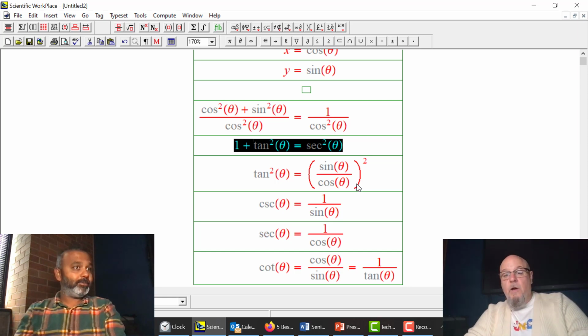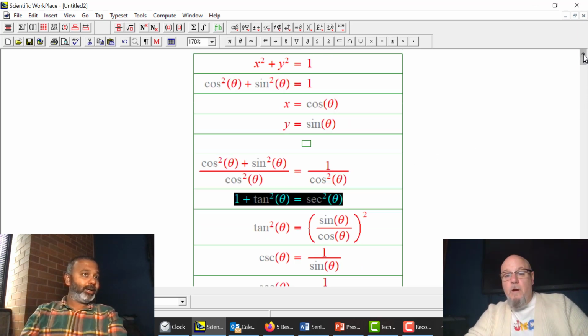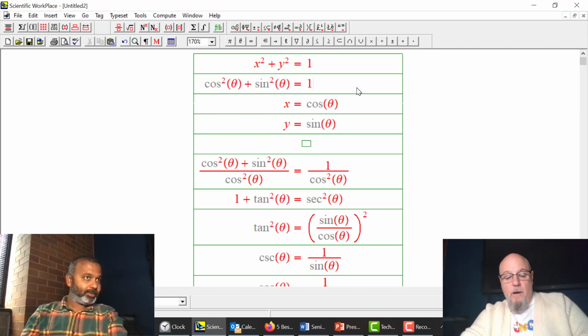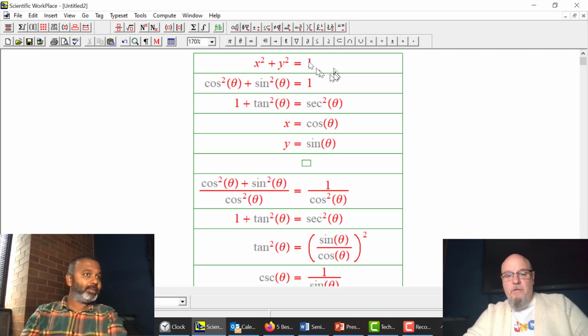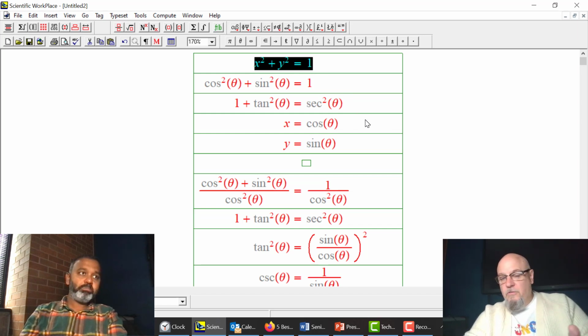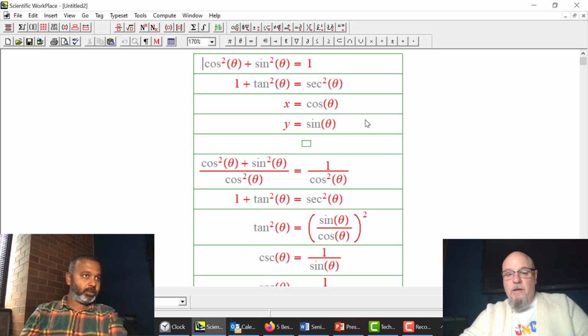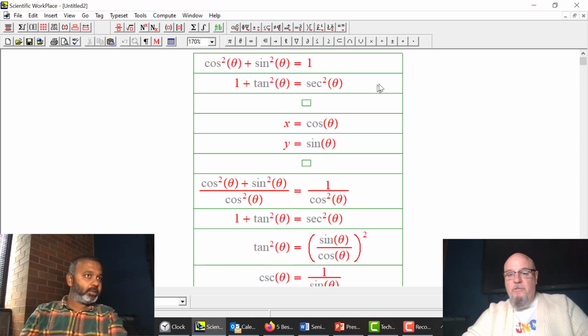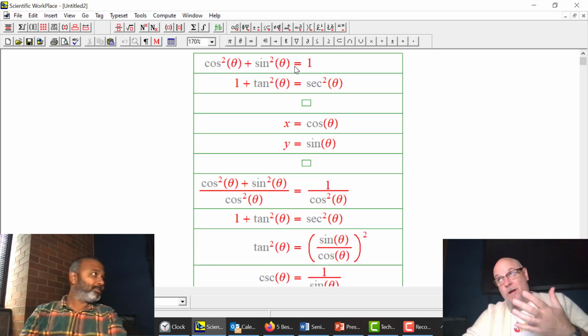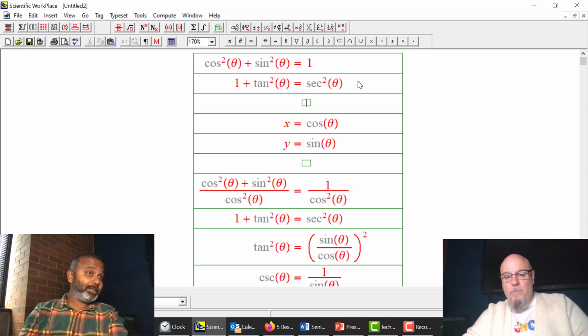Exactly. So this one's good. I'm going to put it up here underneath that. We started out with that unit circle. I'm going to get rid of that, and I'm going to try and keep a list of these identities. We started out with the one I call grandfather, and then we made this one.